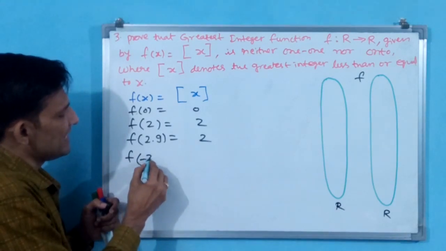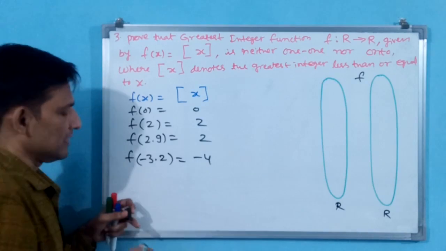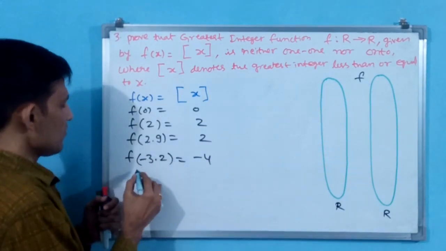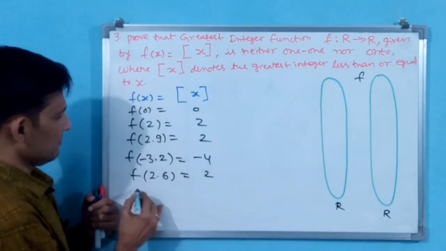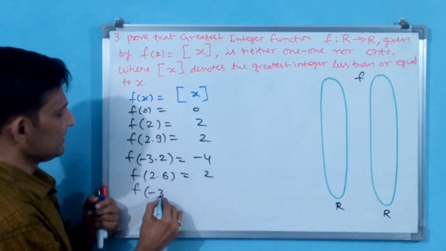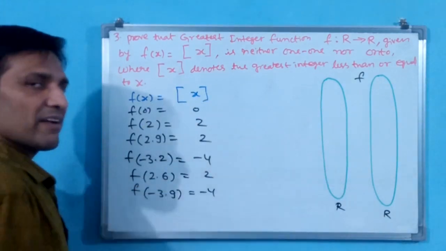What if f of minus 3.2? Minus 4 will come. Okay. Now what I am doing, f of 2.6 also I take, 2 will come. F of minus 3.9, minus 4 will come. Okay. These results are enough for us.